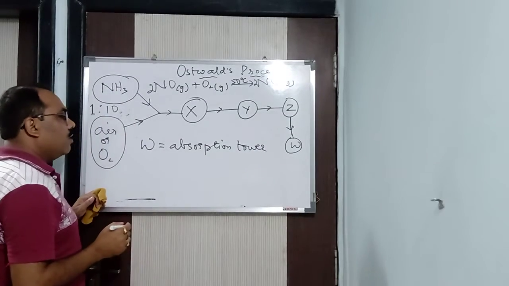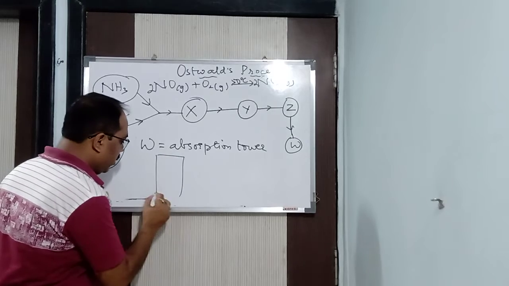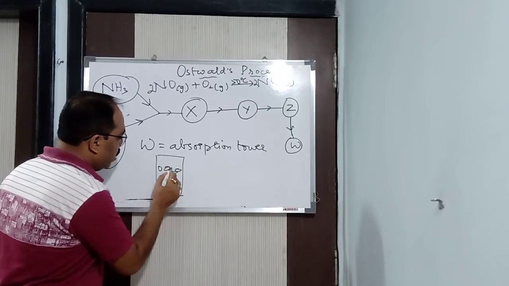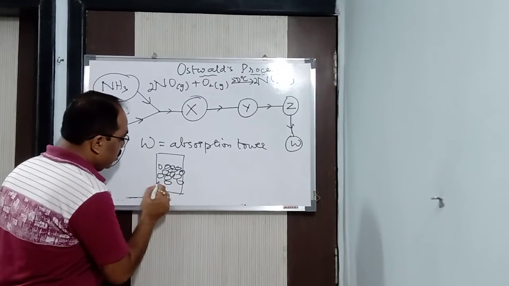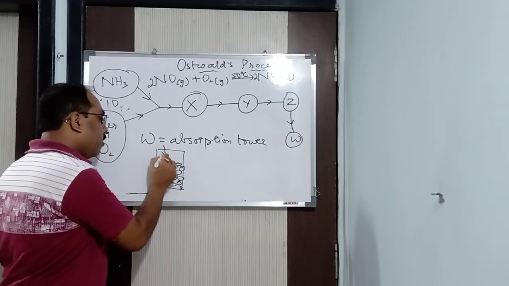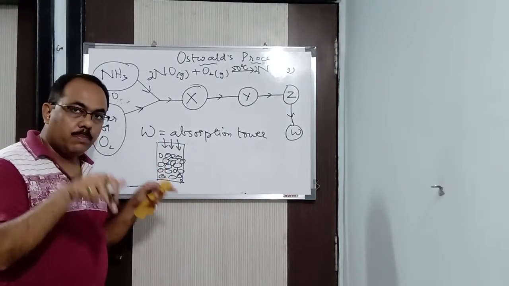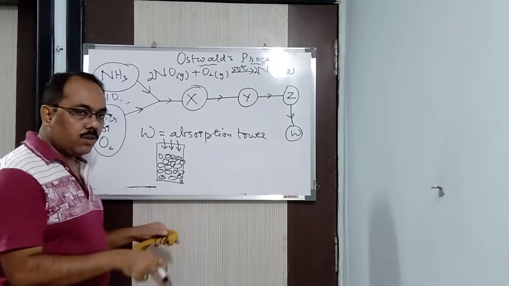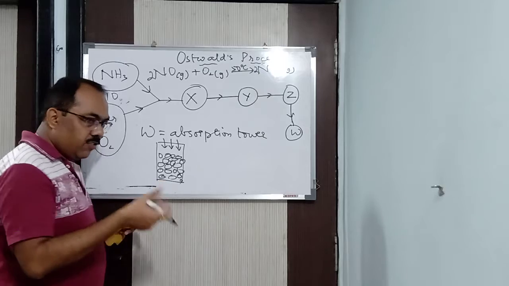Now the absorption tower is packed with quartz in this way. Quartz, you know, is a rock. It's an acid resistant rock. This is your absorption tower. And from the top we have small holes through which water is sprayed inside the absorption tower.